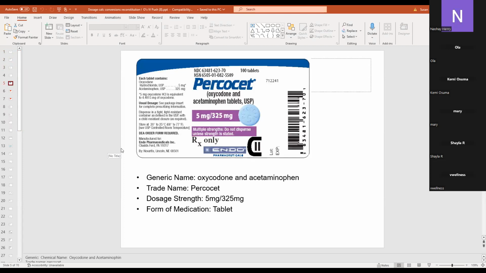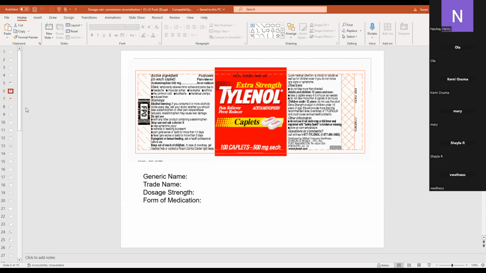So on here, it shows you how to read the labels. And there's practice. So what is the generic name here? Acetaminophen. And make sure, when you read it off the label, that you also type it in the way it's on that label, spelling-wise, because it'll mark you wrong if you don't spell it right.